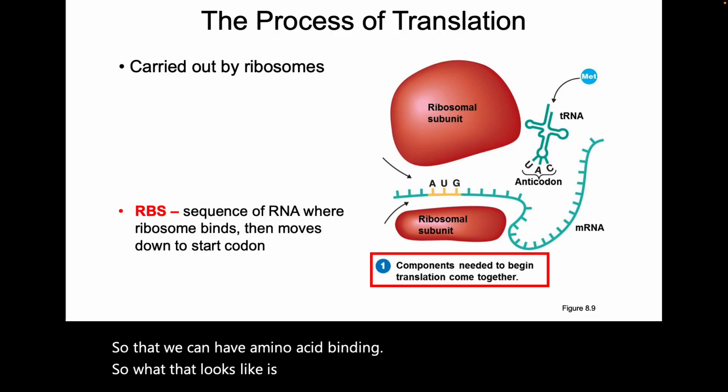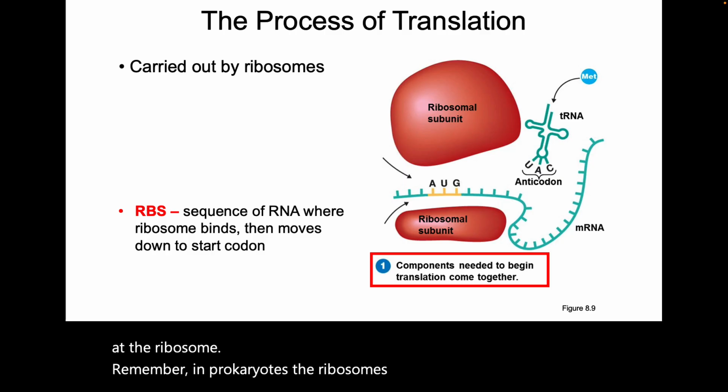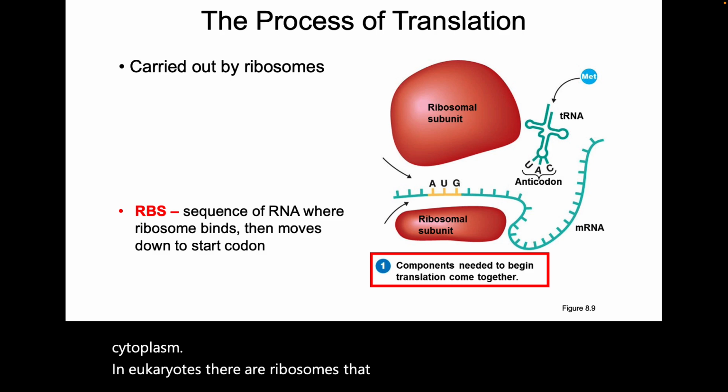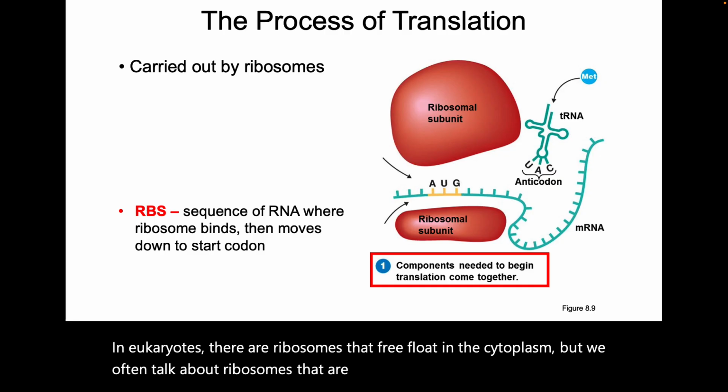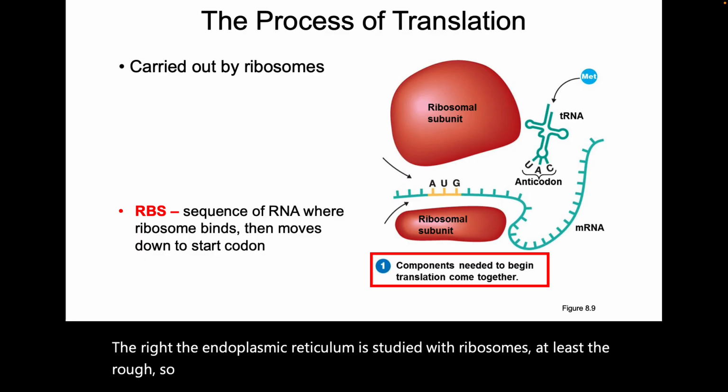With translation, we're looking at the ribosome. Remember, in prokaryotes, the ribosomes are all free-floating within the cytoplasm. In eukaryotes, there are ribosomes that free-float in the cytoplasm, but we often talk about ribosomes that are associated with what structure? The ER, right? The endoplasmic reticulum is studded with ribosomes, at least the rough ER. So there's protein synthesis that can occur in the cytoplasm, and there's protein synthesis that can occur in the ER.